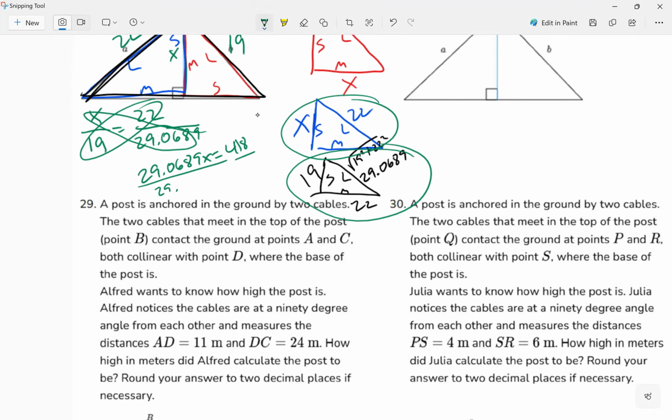Let's divide both sides by 29.0689. So let's see, 418 divided by 29.0689 gives me 14.379. So I'm going to call this 14.38. Whoa, okay.